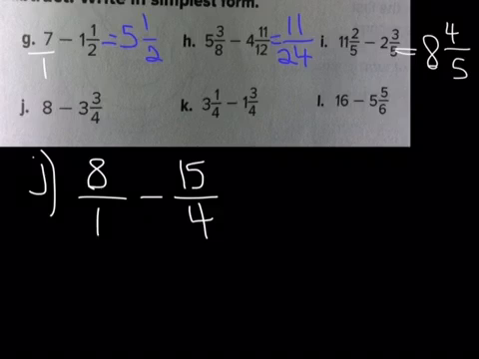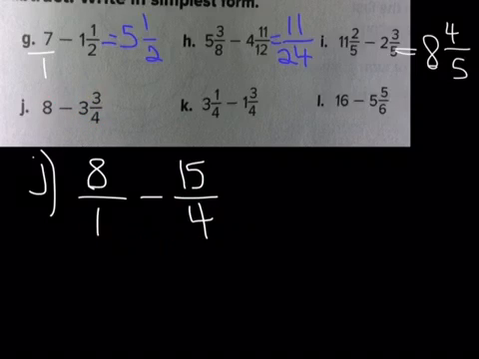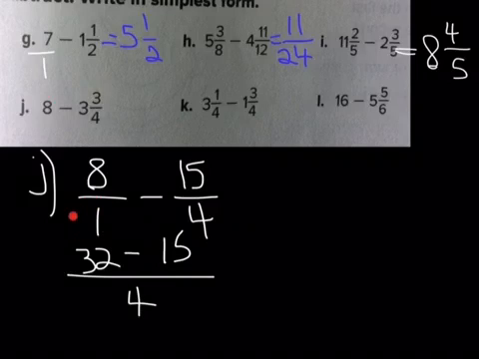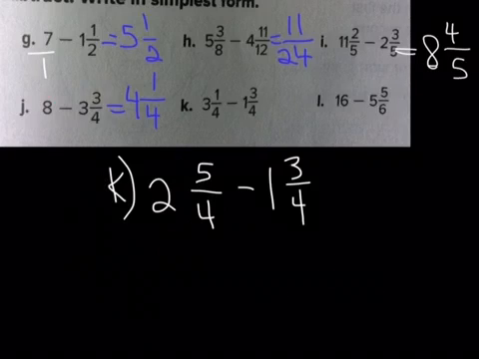For letter J, I've already put the 8 over 1, and I changed the mixed number to an improper fraction. 4 times 3 is 12 plus 3 is 15 over 4. Now we must find a common denominator, which will be 4. Because I have to quadruple the 1, multiply it by 4, so I can have 4 as a common denominator, I have to do the same to the top, and 8 times 4 is 32, minus 15. I didn't change the 15 because I didn't change the 4. It's all over 4, by the way. 32 minus 15 equals 17 over 4. How many 4s are there? I have 4 with 1 left over. 4 and 1/4.